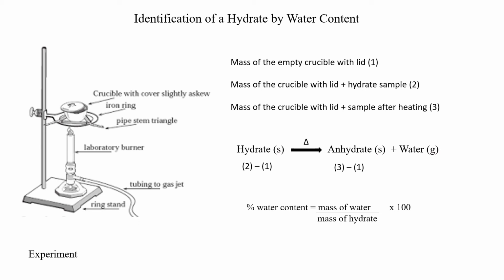Now, once you have all the data, we actually calculate the percentage of water content using this formula right here. We have the mass of water obtained from the values here. We also have the mass of the hydrate, which is here, and you multiply that by 100 to get the percentage of water content in the hydrate. Now this is how you calculate the percentage of water content experimentally.